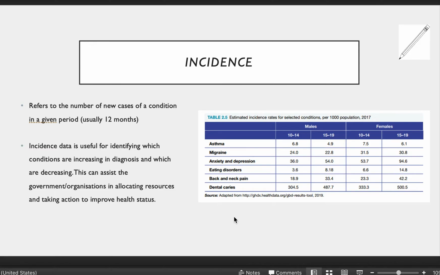So if we have a look at the table of information over here, and we're looking at 10 to 14 year olds, we are looking at the number of people per 1,000 that were diagnosed with this condition in that year. So for every 1,000 people in the age of 10 to 14, 6.8 were diagnosed with asthma. For every 1,000 people in the age of 15 to 19 males, 33 diagnosed with back and neck pain.